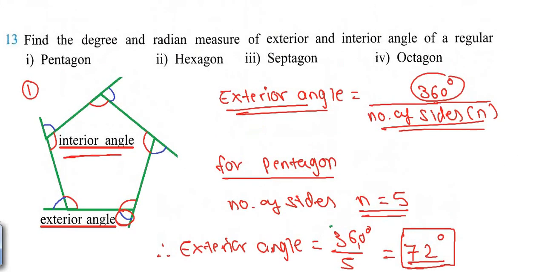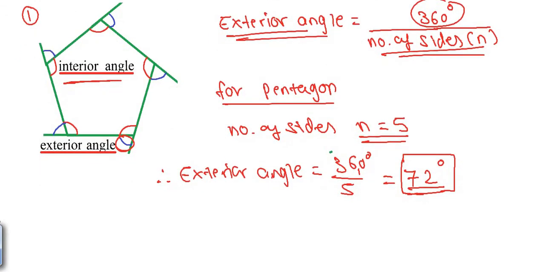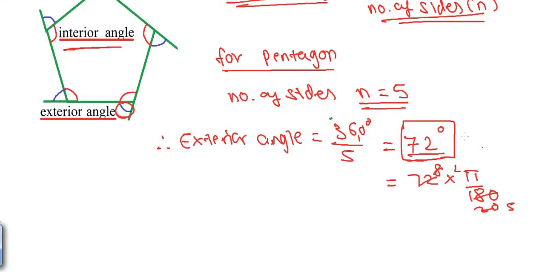Now we will try to convert this angle into radian measure because we have to find it in both the measures. So this is equal to 72 into pi by 180. So 9 2s are 18 and 9 8s are 72. Then again we can divide it by 4. 4 2s are 8. 4 5s are 20. So 2 pi by 5 is the exterior angle. I will write it here only. So 2 pi by 5 radian. So these are the interior angle and exterior angles.